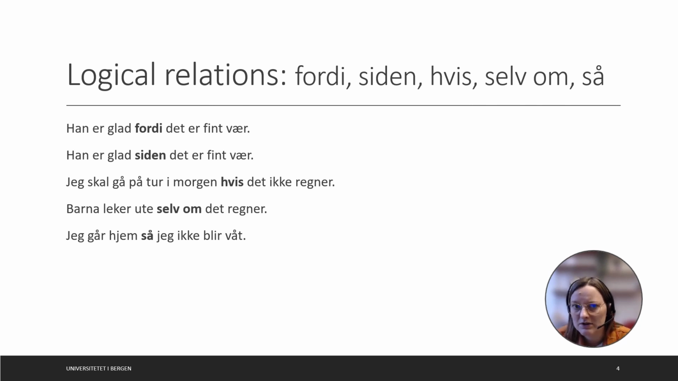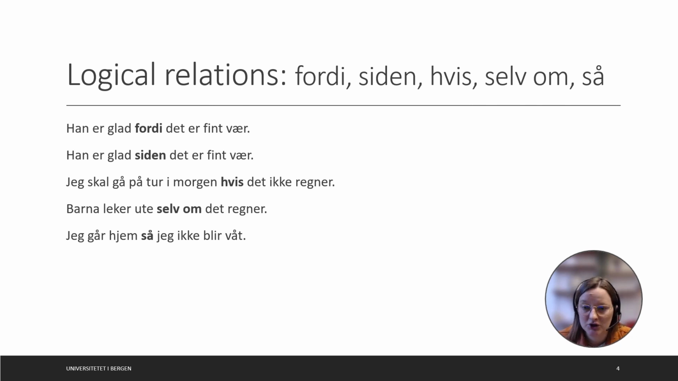We also have the subjunction hvis. Jeg skal gå på tur i morgen hvis det ikke regner. I'm going for a hike tomorrow if it's not raining. But the subjunction hvis can only be used in a conditional clause, and it means under the condition. Hvis can never be used in indirect speech to express whether or if. In that case, we need to use om.